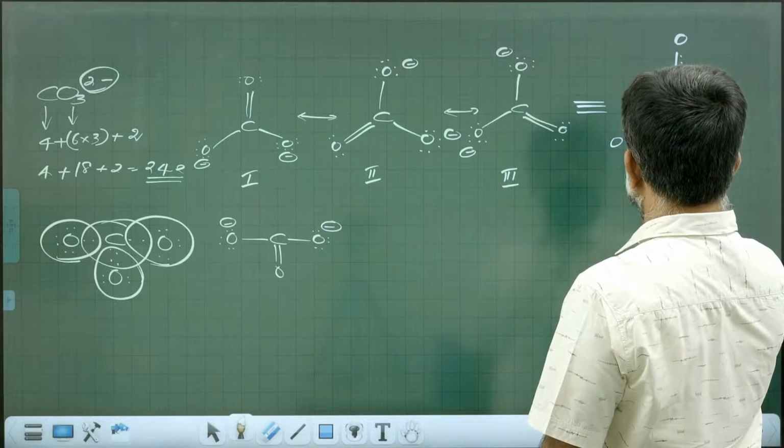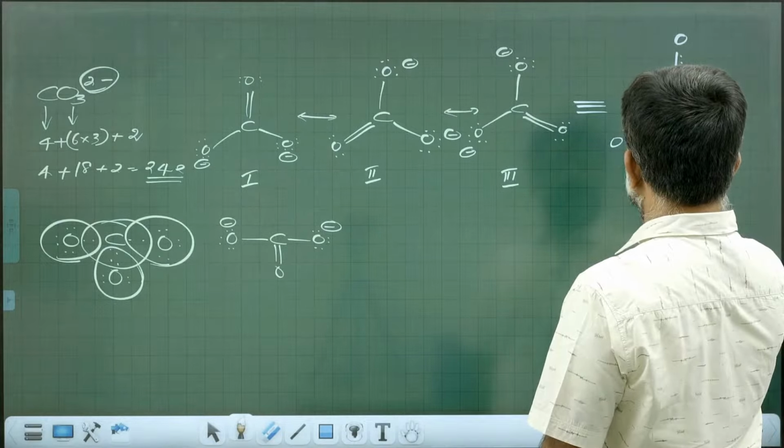Is it clear? That's the way to find the formal charge. Either you can apply this formula: valence electrons of the free atom minus lone pair electrons minus half into bond pair electrons. Or you can simply think of the difference between valence electrons and the electrons assigned in the structure.